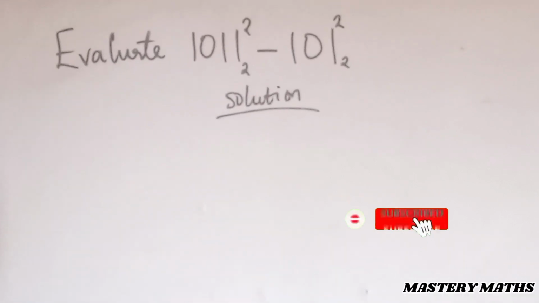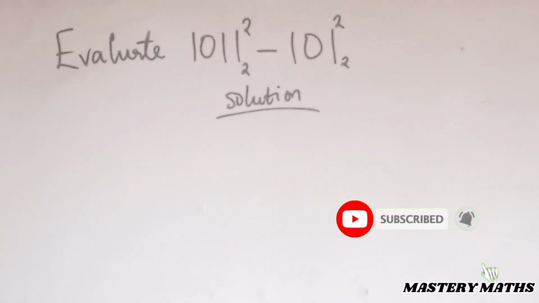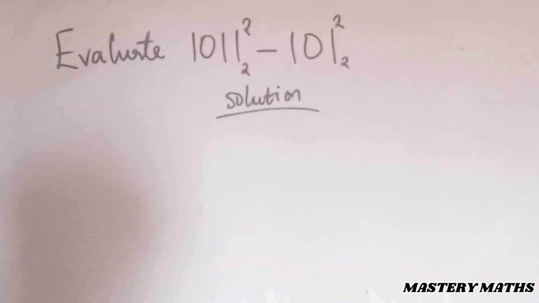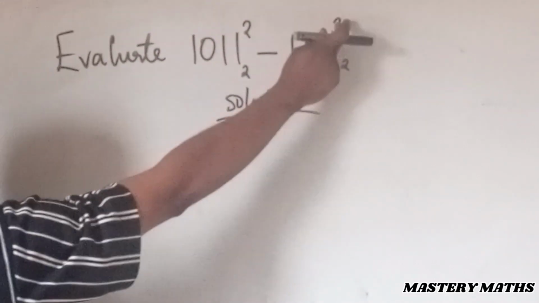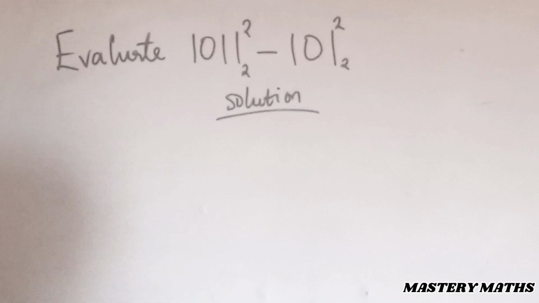On the board, you have: evaluate 1011 base 2 raised to the power of 2 minus 101 base 2 raised to the power of 2. This, if you watch, is being squared, all squared. Now, how should you deal with this question?